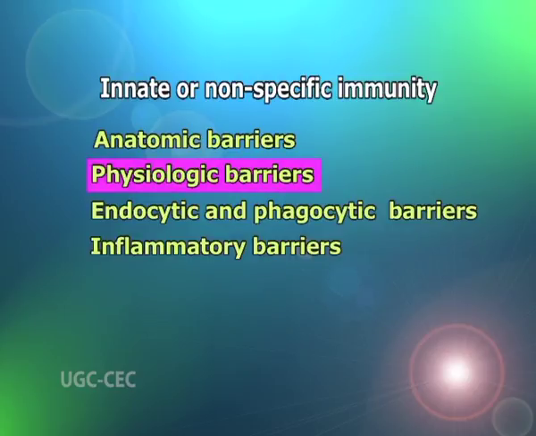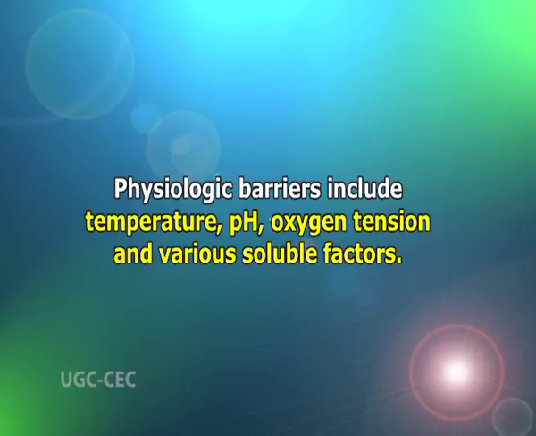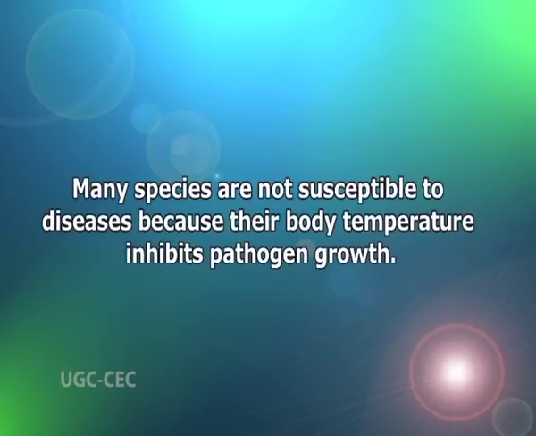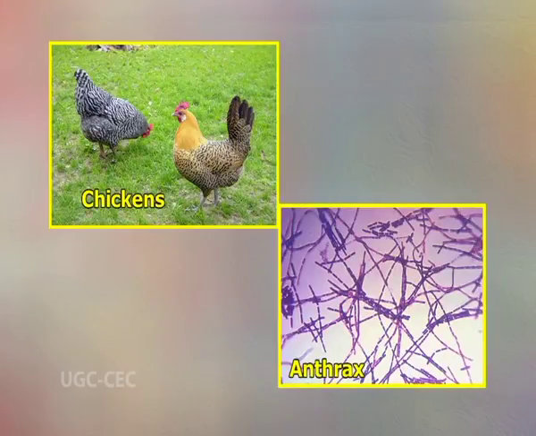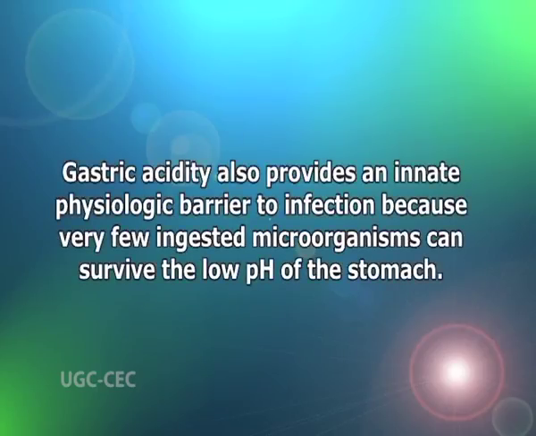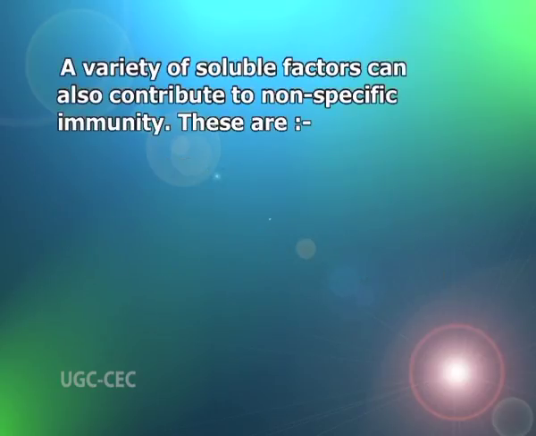Physiologic barriers. Physiologic barriers include temperature, pH, oxygen tension and various soluble factors. Many species are not susceptible to diseases because their body temperature inhibits pathogen growth. Chickens, for example, display innate immunity to anthrax because their high body temperature inhibits the growth of pathogen. Gastric acidity also provides an innate physiologic barrier to infection because very few ingested microorganisms can survive the low pH of the stomach. A variety of soluble factors can also contribute to non-specific immunity.